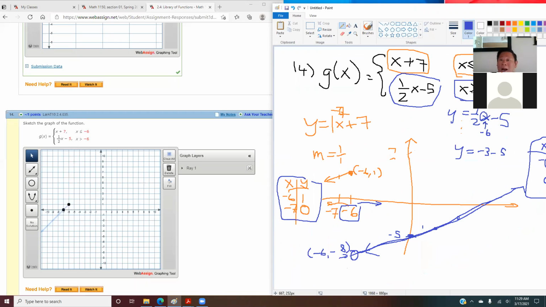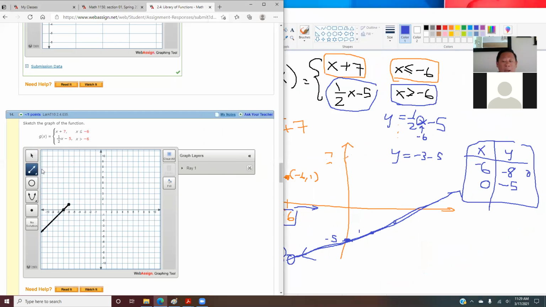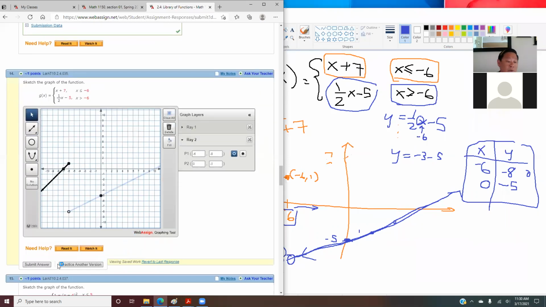And then now we draw the other, the blue line. For the blue line, you select this again and select ray. And then you put in -6, -8. So -6, -8 is right here. And then 0, -5, which is right here. So this is the blue line. But the ray for this one has to be an open circle. So you click on it and then you select open circle. Yep, there you go. So make sure you have an open circle on this one. The reason why is because there's no equal sign. And that's how we draw this one.